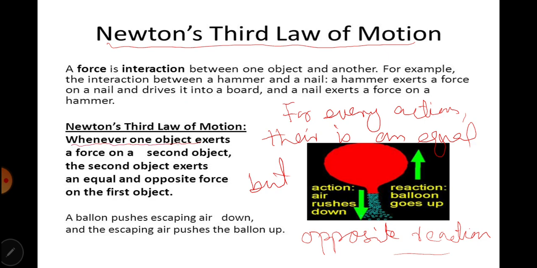When one object exerts a force on a second object, the second object exerts an equal and opposite force on the first object. A balloon pushes escaping air downward. As a result, the balloon moves in the upward direction. The ejection of air from the balloon is the action, and as a reaction, the balloon will move in the upward direction.